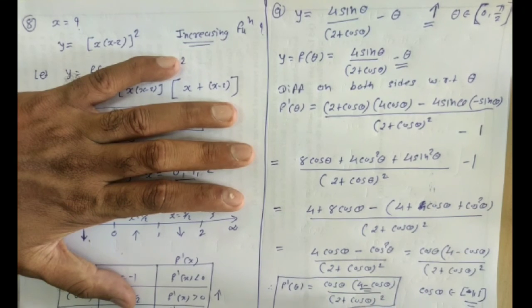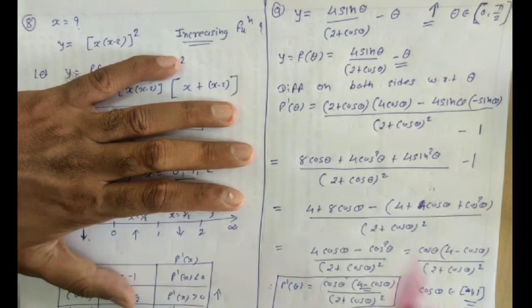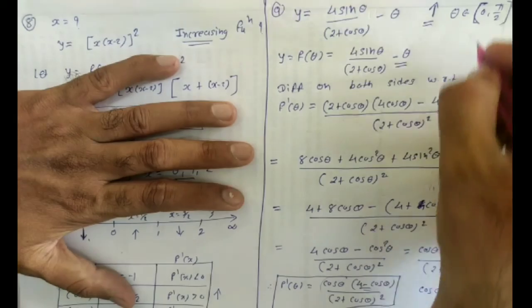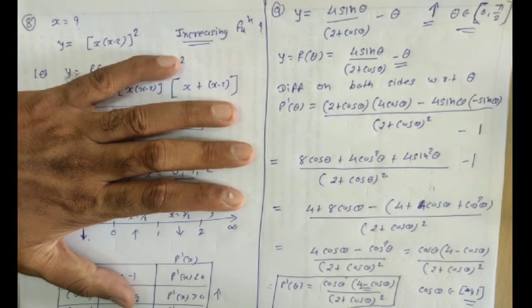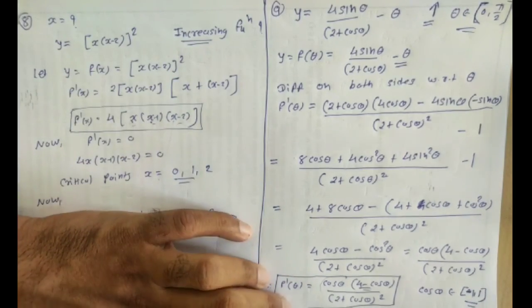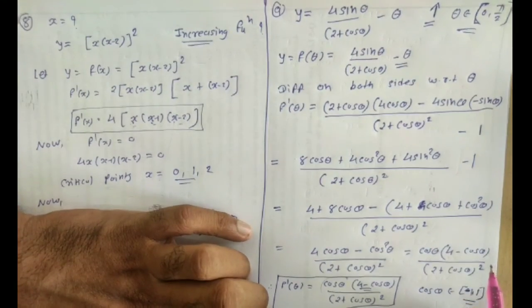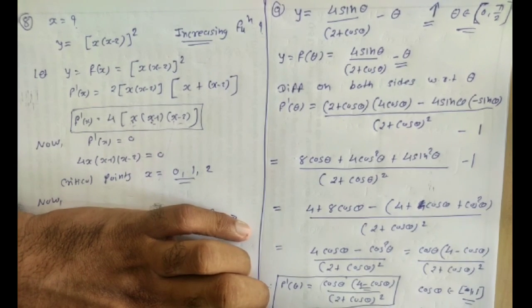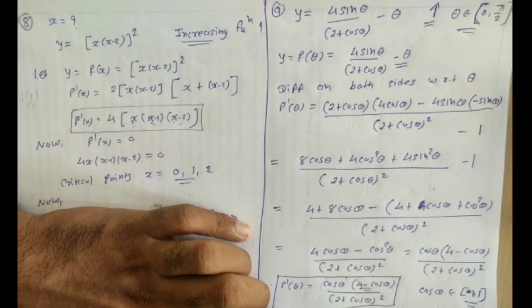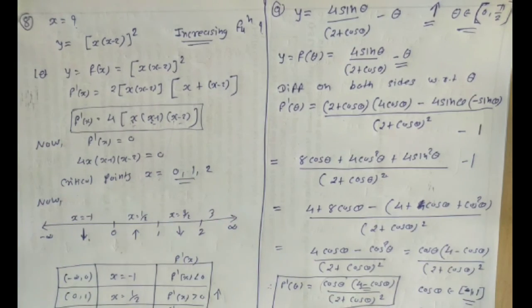Then for the remaining two brackets, it will always be positive. So for theta belonging to 0 to pi by 2 and theta belonging to 3 pi by 2 to 2 pi, f dash theta will always be greater than 0. So f of theta will be an increasing function. Here, to prove it for only this one, 0 to pi by 2. Done. So we can say that the given function y equal to 4 sin theta upon 2 plus cos theta minus theta will be an increasing function for theta belonging to 0 to pi by 2.